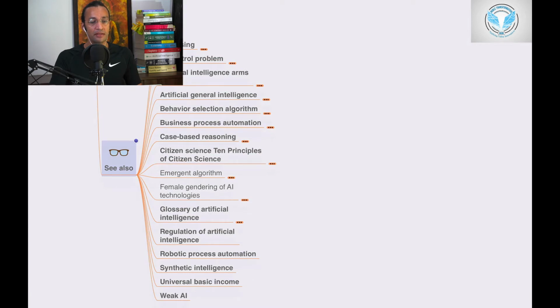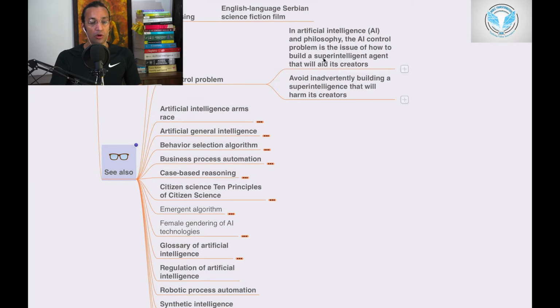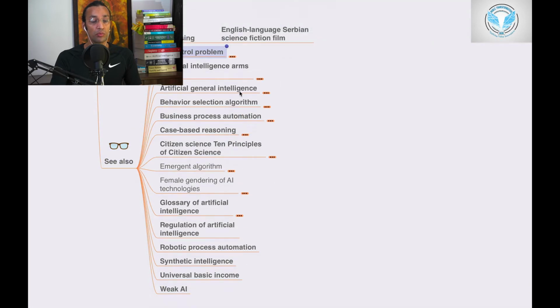See also AI Rising. It is an English language Serbian science fiction film. You can see that also and you will understand more. AI control problem. In artificial intelligence and AI philosophy, the AI control problem is the issue of how to build a superintelligent agent that will aid its creators, and avoid inadvertently building a superintelligent agent that will harm its creators. Okay, that is the AI control problem.